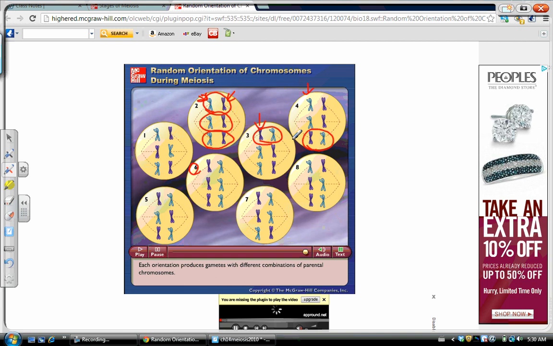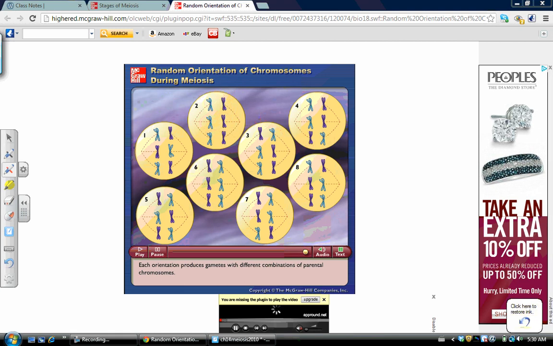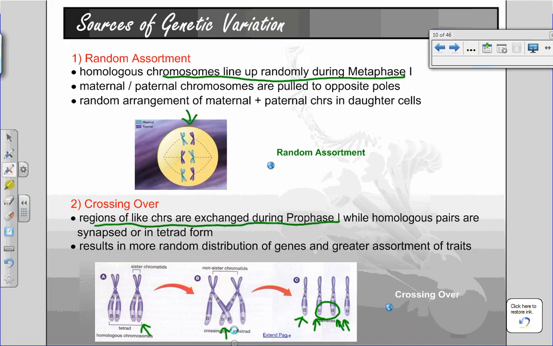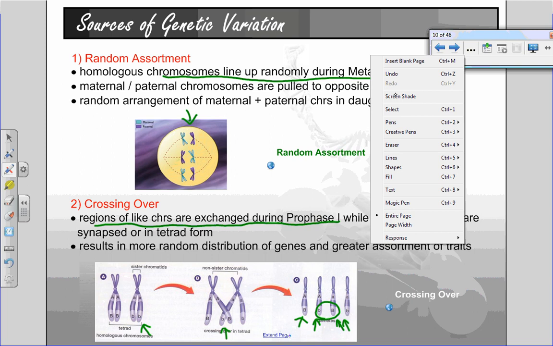So it's very random. If we think of humans, we would have the possibility of 2 to the power of 23 possible combinations. That's a lot of different combinations when you think about it. Hopefully that showed up okay. So random assortment is one major source of genetic variation. The other is crossing over, so we'll take a look at the animation of that.